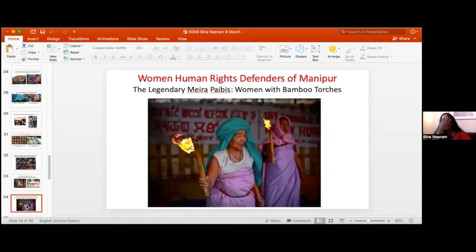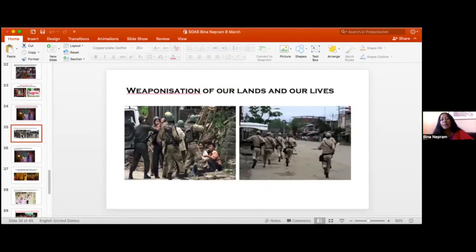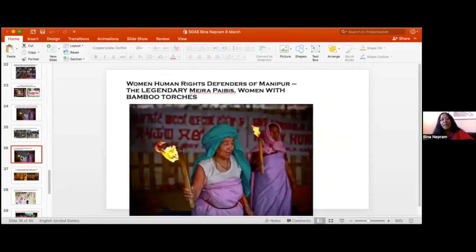And I'll end with some positive news. What is really strong that I have seen is we have an extraordinary indigenous women's movement, and I'm so proud of it. Many of us are who we are because of the courage of indigenous mothers and grandmothers who are called Meira Paibis, who patrol the streets at night with bamboo torches so that the children and young people could remain safe. And we work very closely with them because the weaponization of our lives is continuing.